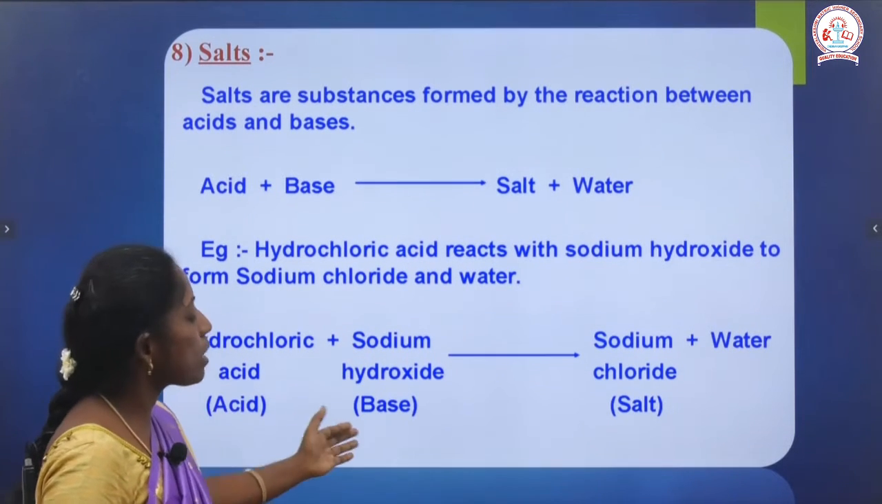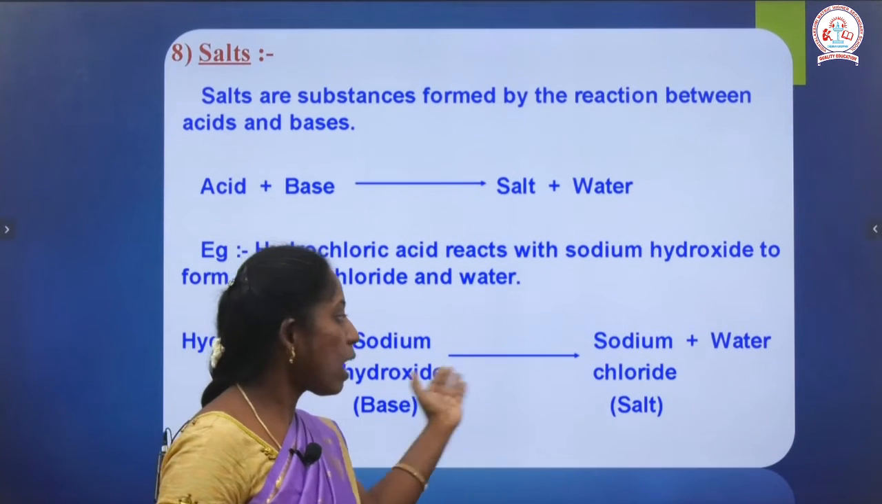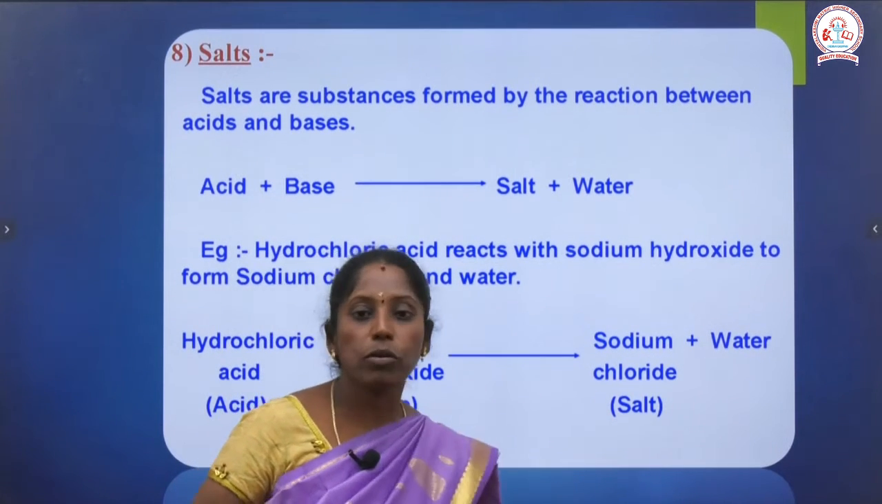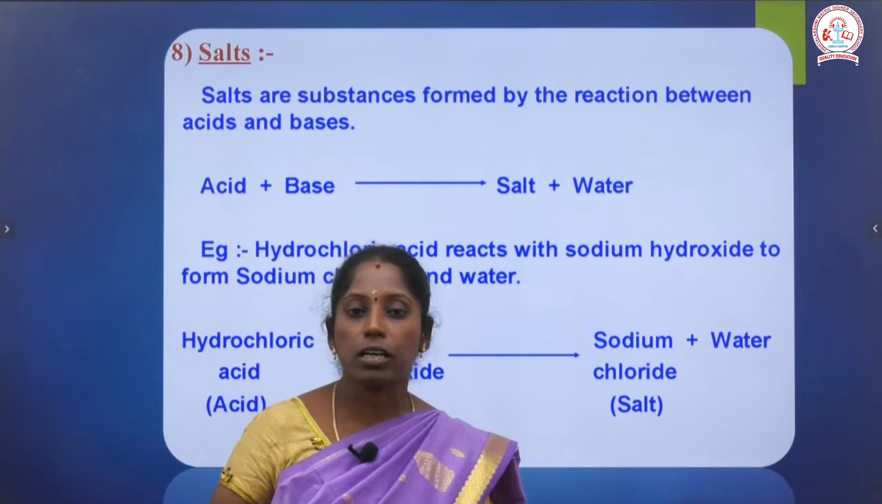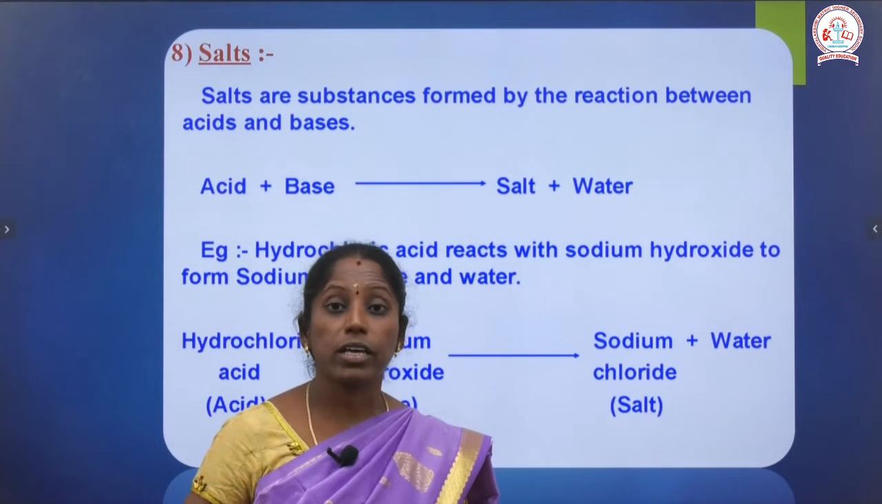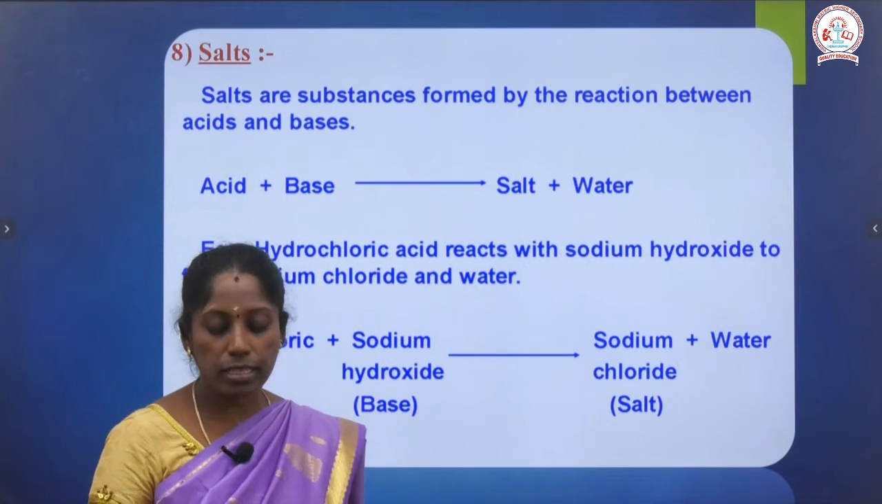Here I can take an example: hydrochloric acid, HCl, and sodium hydroxide. What happens? They react together and give sodium chloride salt. Sodium chloride is nothing but the common salt we use at home, which we get from sea water. So this reaction is called a neutralization reaction.